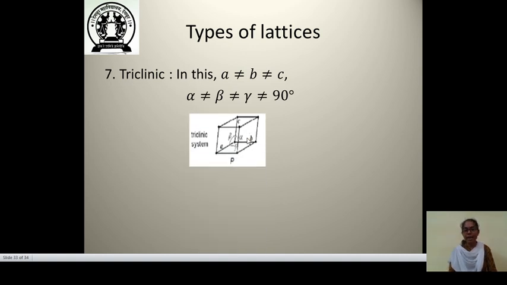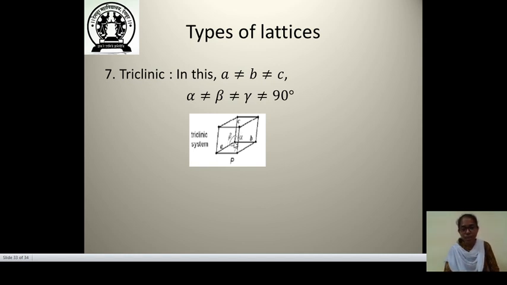After that, the last one is triclinic. For triclinic, the lengths of the three sides are not equal, and the angles alpha, beta, gamma are not equal and they are not equal to 90 degrees either. This is the triclinic. Here C is the vertical, and the horizontal ones are A and B.